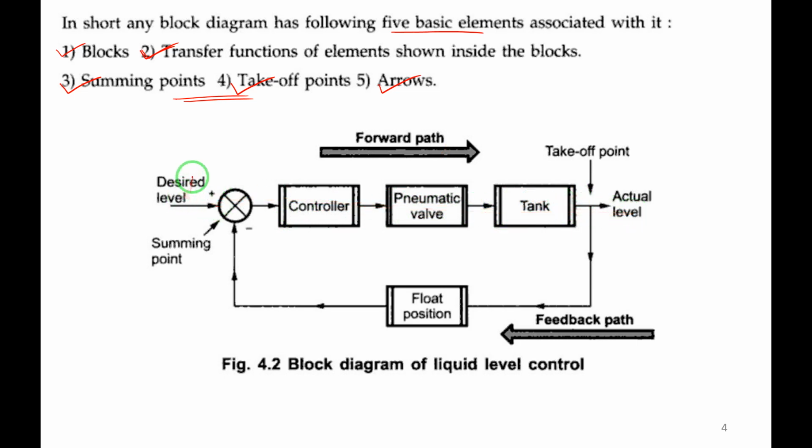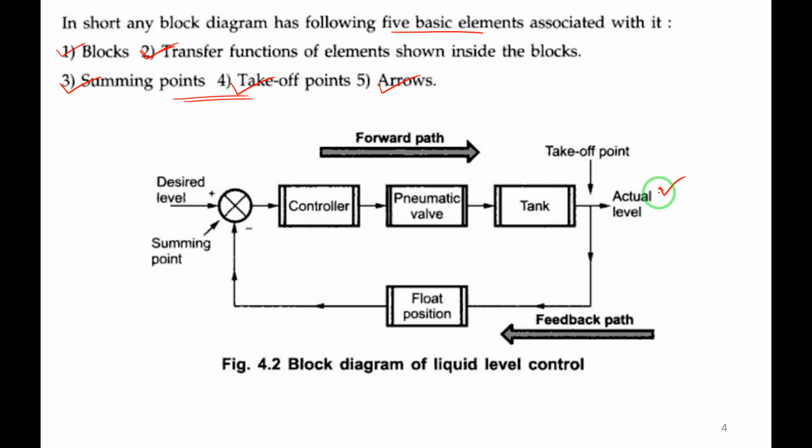What is the input? The desired level of water in the tank is the input, and the output is the actual level of water in the tank. Then we will sense the actual level of water in the tank through the float. So the float is the feedback element. Based on the float position, we will come to know whether the actual level of the water is equal to the desired level.